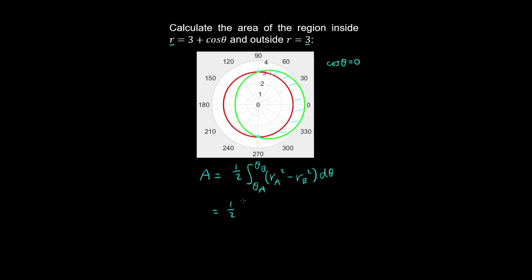So what we do is integrate from minus pi on 2 to pi on 2, and we're integrating the radius of curve A squared minus the radius of curve B squared with respect to theta. Now you can expand and simplify this, apply your trig identities, and you'll be able to obtain the area.